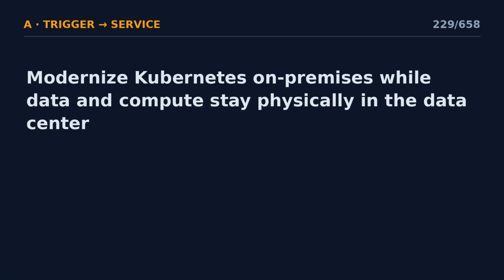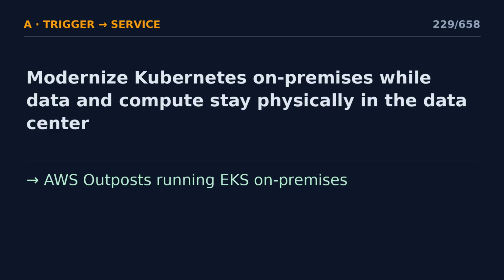Modernize Kubernetes on-premises while data and compute stay physically in the data center. Answer: AWS Outposts running EKS on-premises.